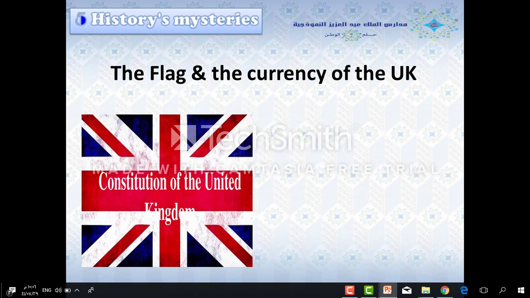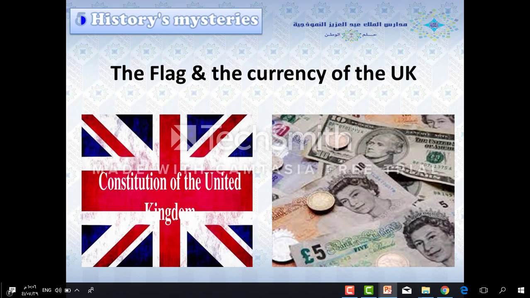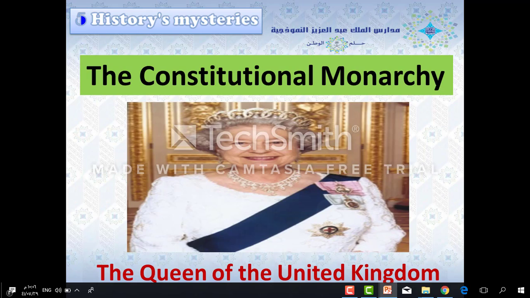The flag and the currency of the UK. Yes, this is the flag of UK and the currency is pound sterling. What is the government in UK? It is the constitutional monarchy. And this is the Queen of the United Kingdom.